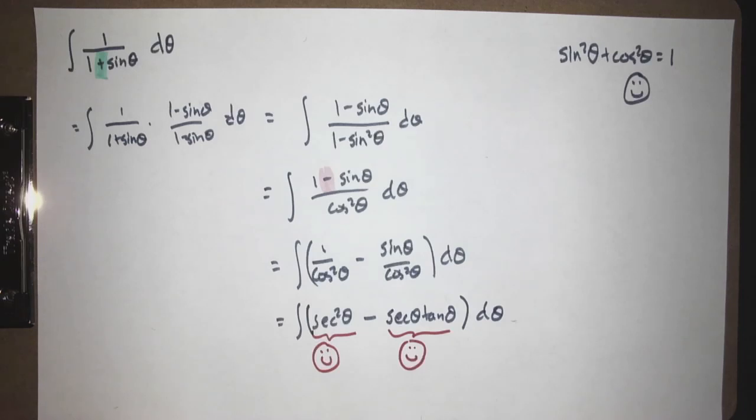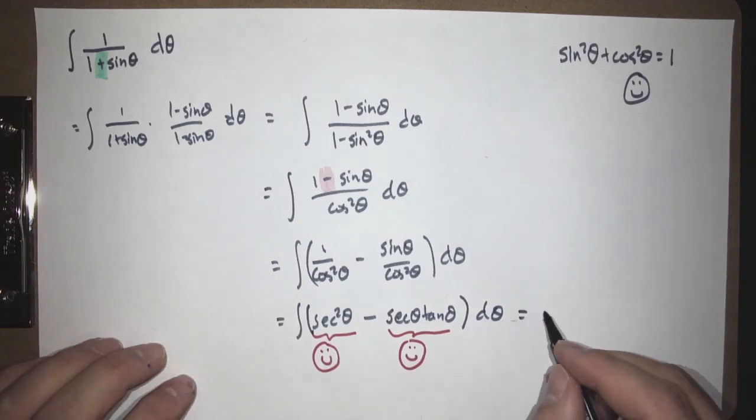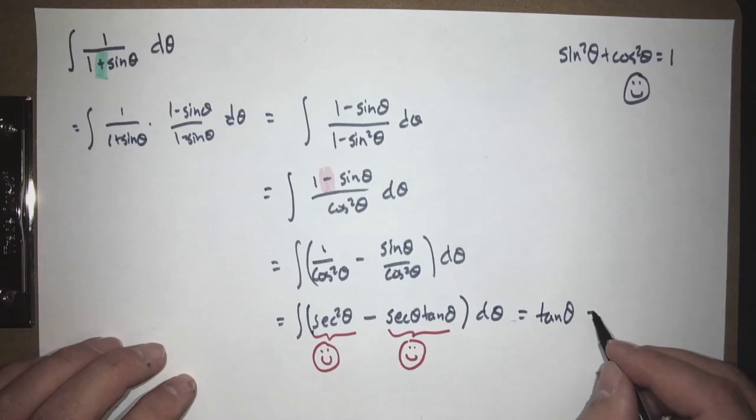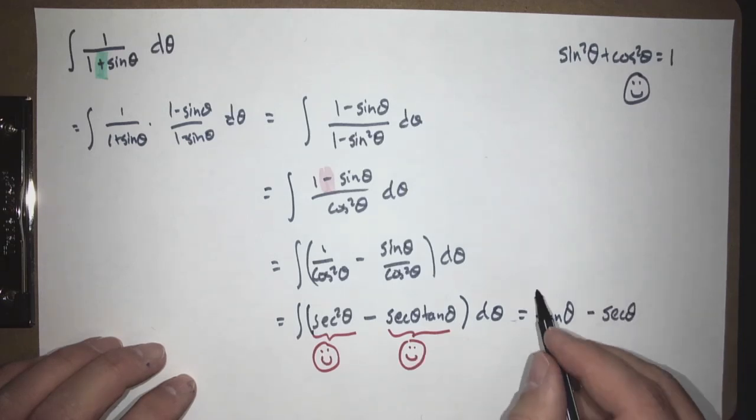Okay, so what is the antiderivative of secant squared? Tangent. What's the integral of secant theta tangent theta? Secant. Is that our answer?